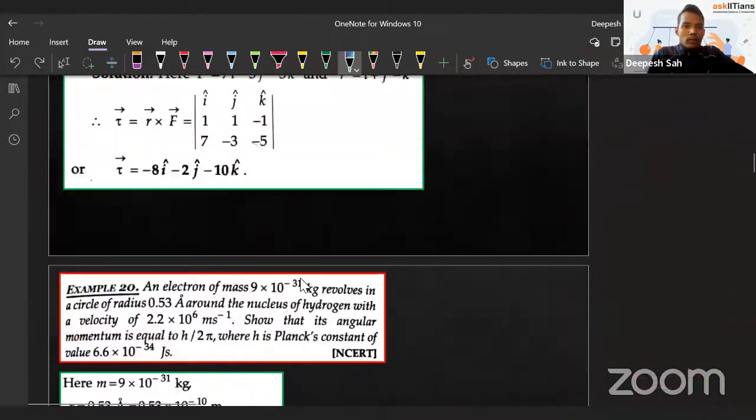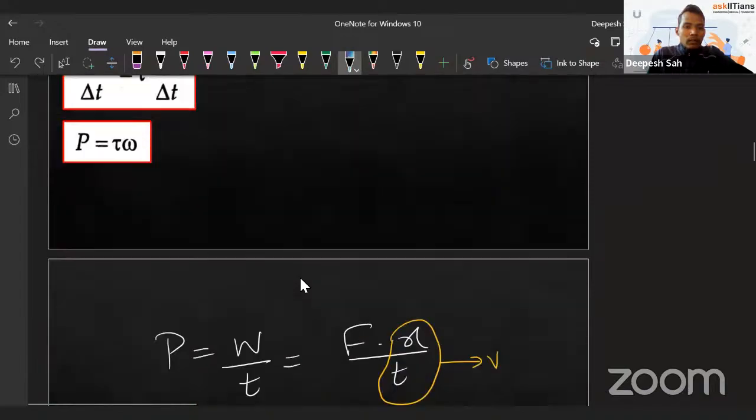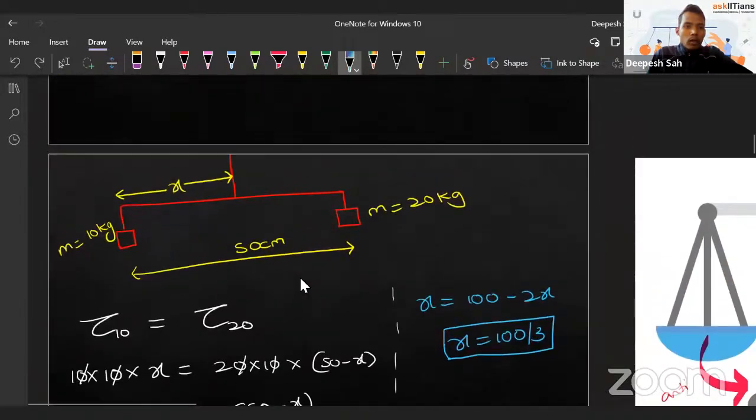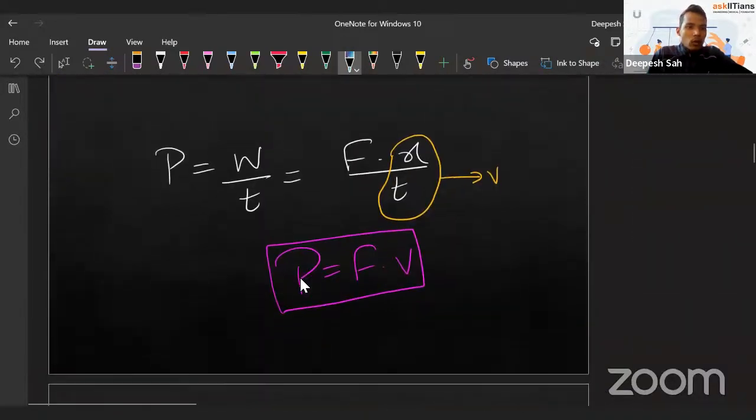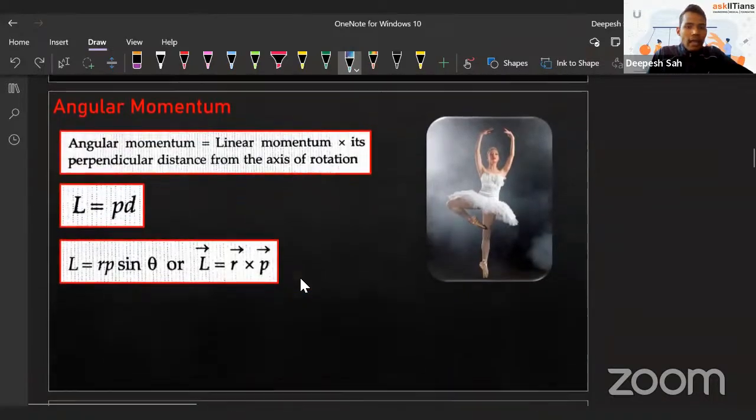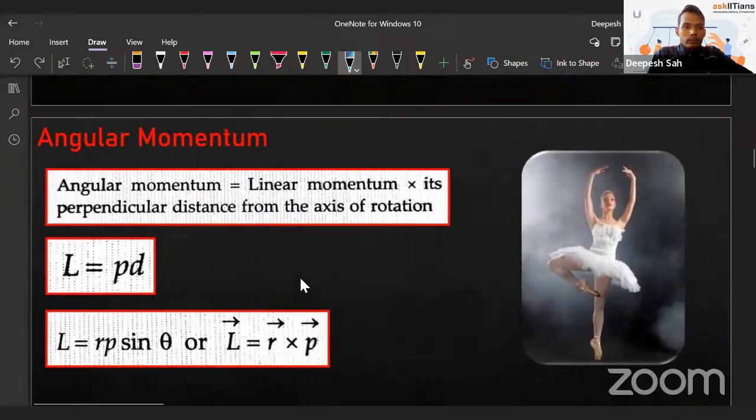Now, there are a lot of things which we have done, but before that, we have to move to one more thing, and that is what we call angular momentum.